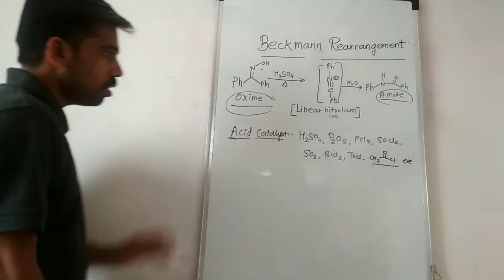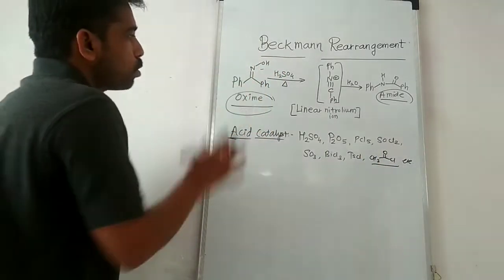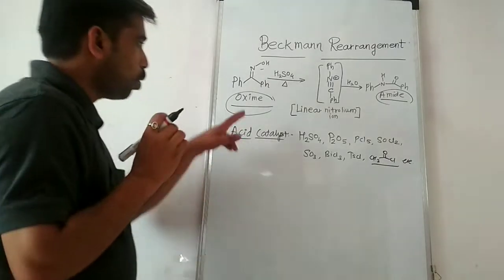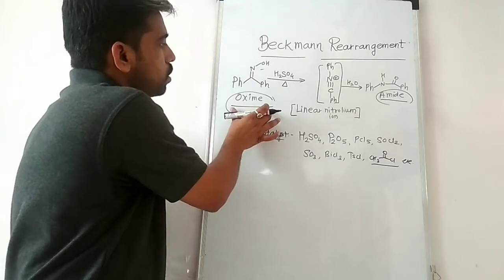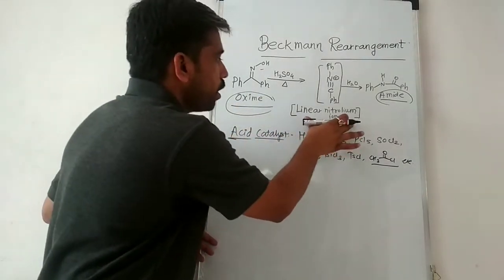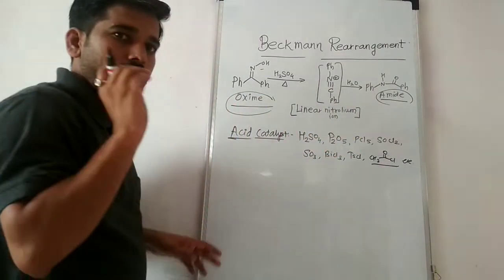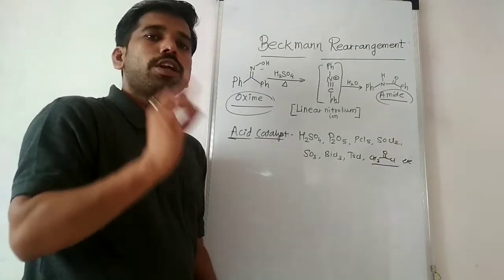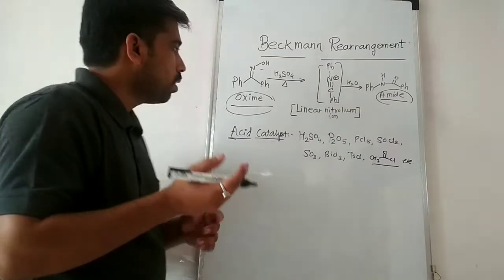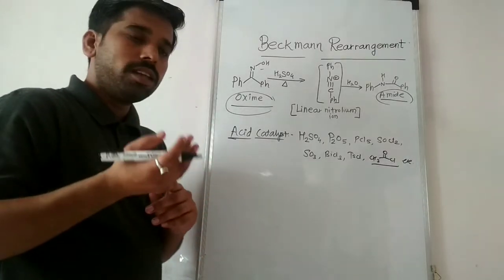Okay, now for the acyclic systems, the reaction goes through the linear nitrilium ion. The linear nitrilium ion forms only in the case of the acyclic systems and not in the cyclic systems. Okay, why does it not form in the cyclic system?